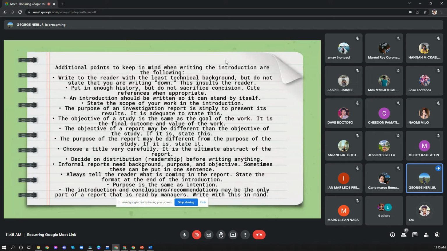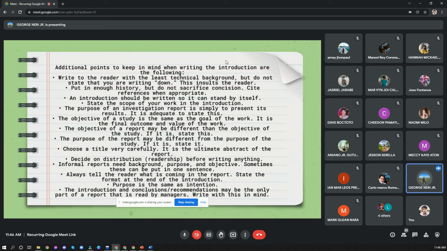Then eight, choose a title very carefully. It is the ultimate abstract of the report. Nine, decide the distribution and readership before writing anything. Ten, informal reports need background, purpose, and objective. Sometimes this can be put in one sentence. Twelve, always tell a reader what is coming in the report, state the format at the end of the introduction. Thirteen, purpose is the same as intention.